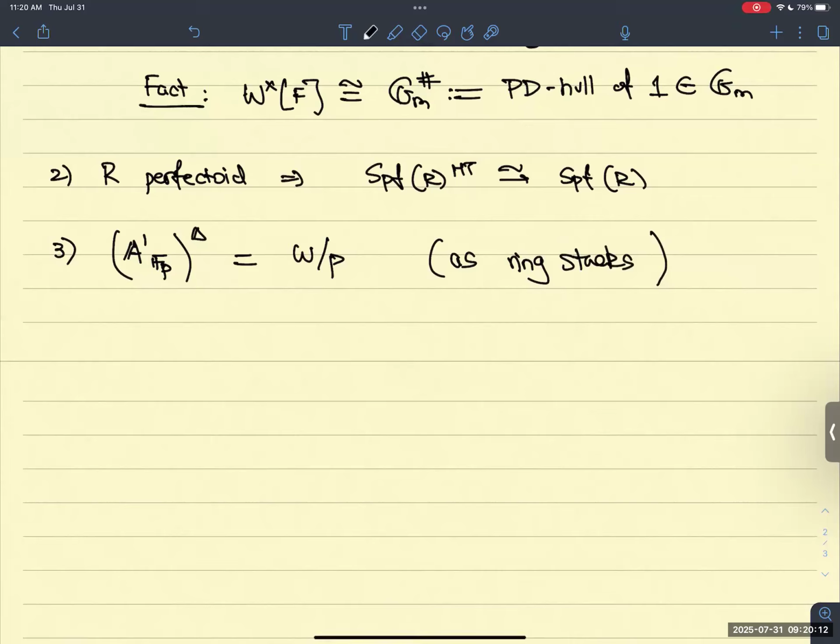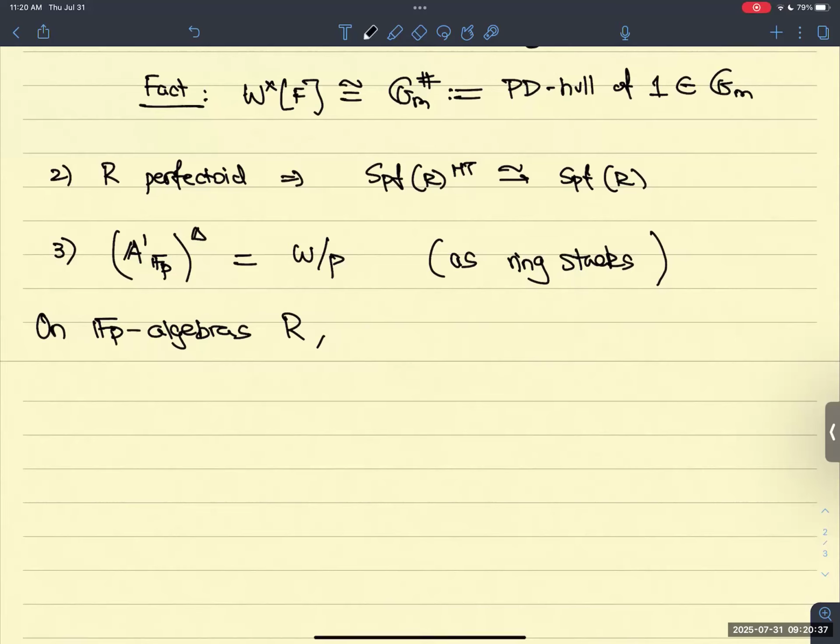And to make the story more concrete, let's specialize even more. So on FP algebras R, the test objects for the prismatization were all p-nilpotent rings. But if you restrict attention to just the FP case, which means you're looking at the Hodge-Tate locus, you can convince yourself that W mod P is a very explicit stack.